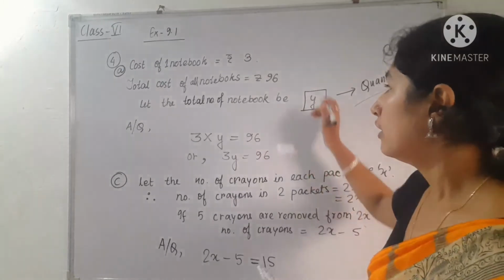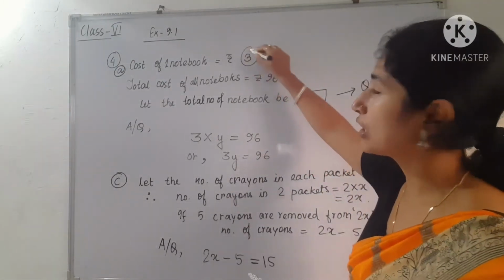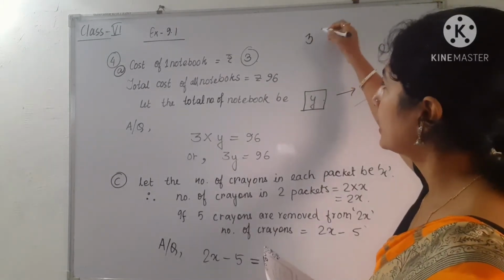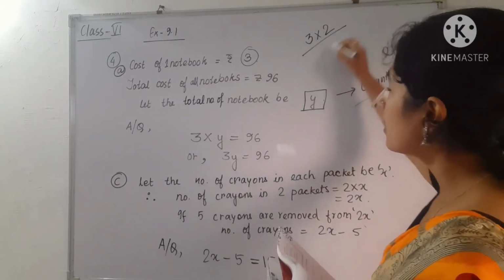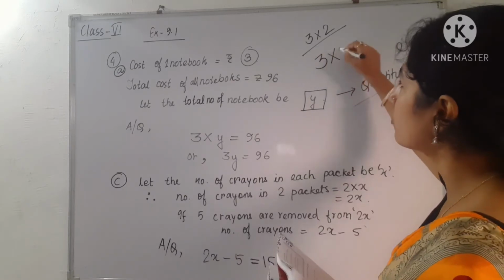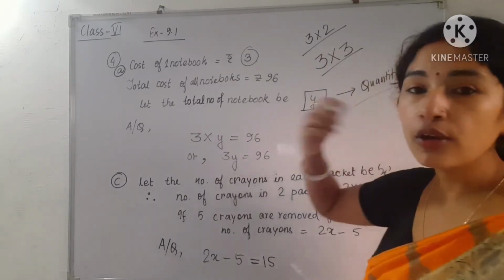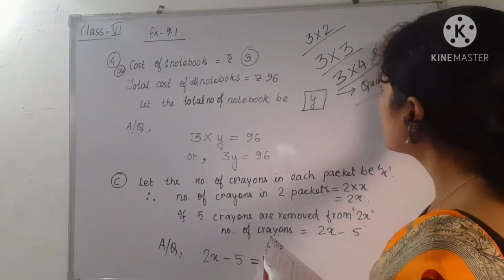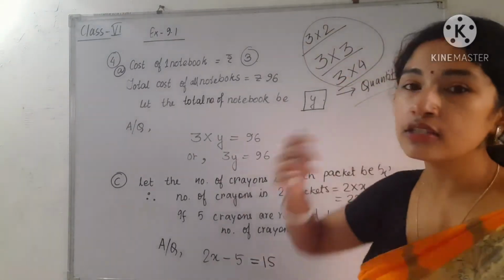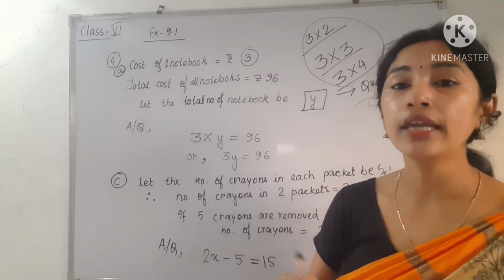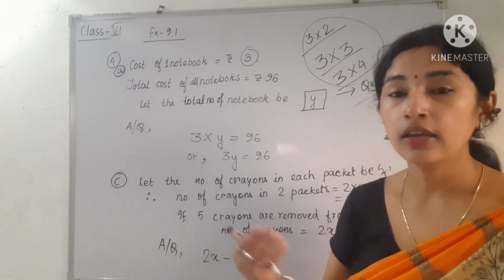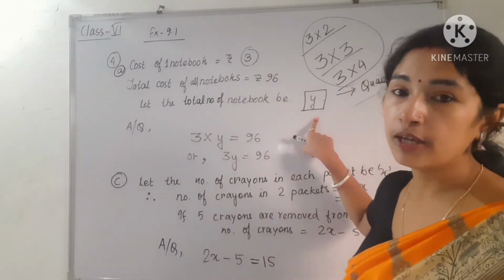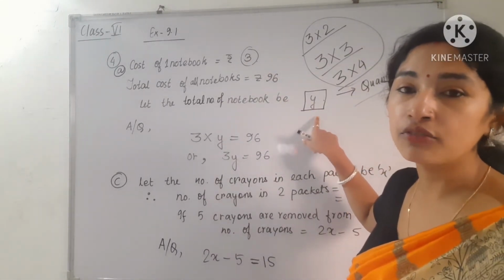So see, if the cost of one notebook is rupees 3, then what will be the cost of two notebooks? You have to write 3 into 2. Similarly, the cost of 3 notebooks, you have to write 3 into 3. And the cost of 4 notebooks, 3 into 4. Similarly, if I ask you what will be the cost of y notebooks, then you have to multiply 3 with y, the total quantity of the notebooks.